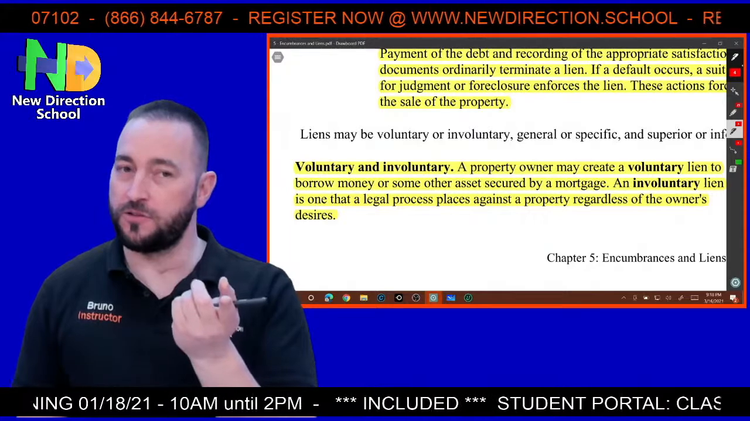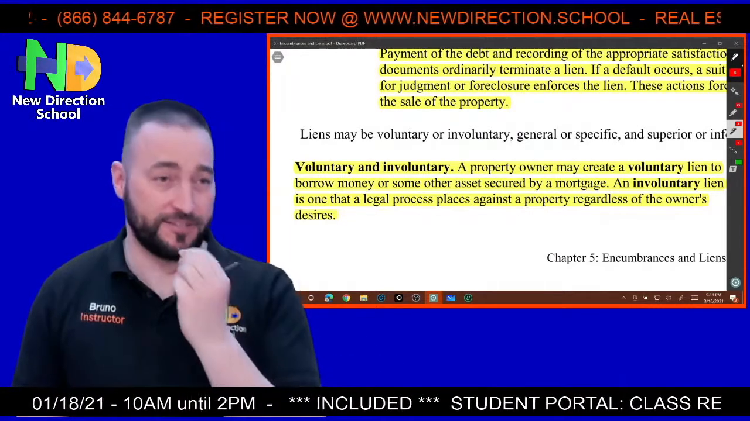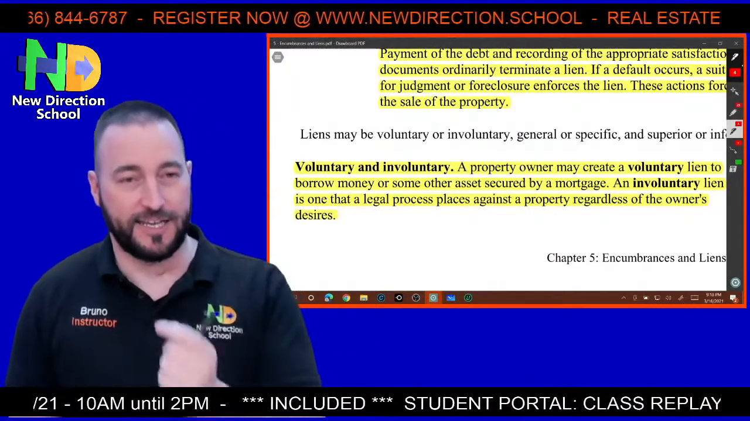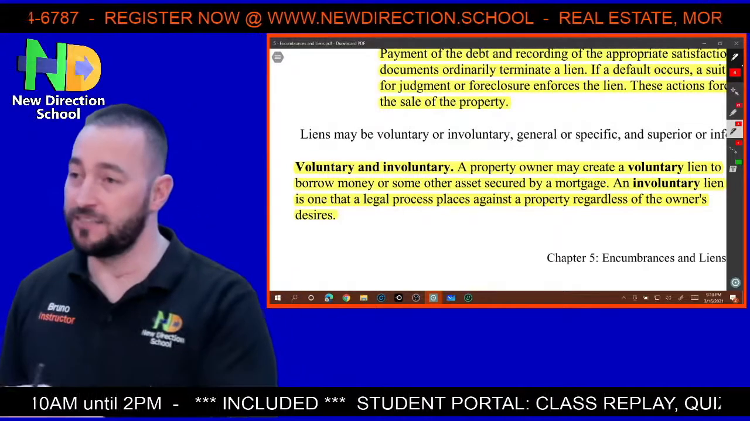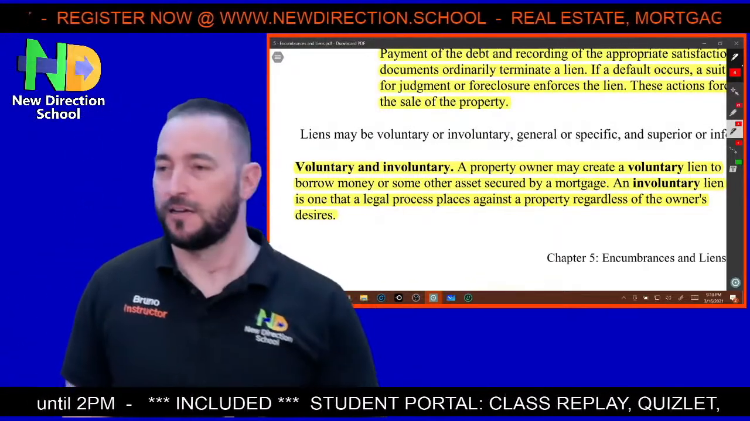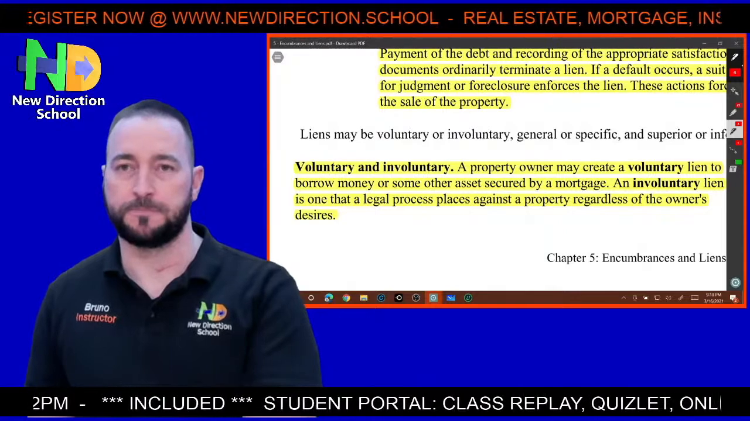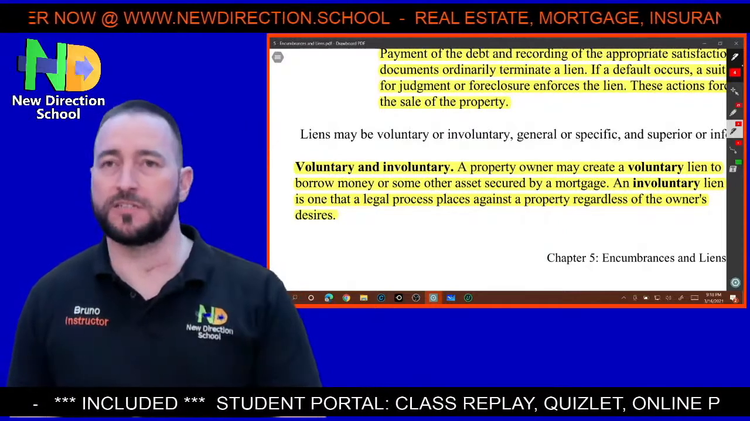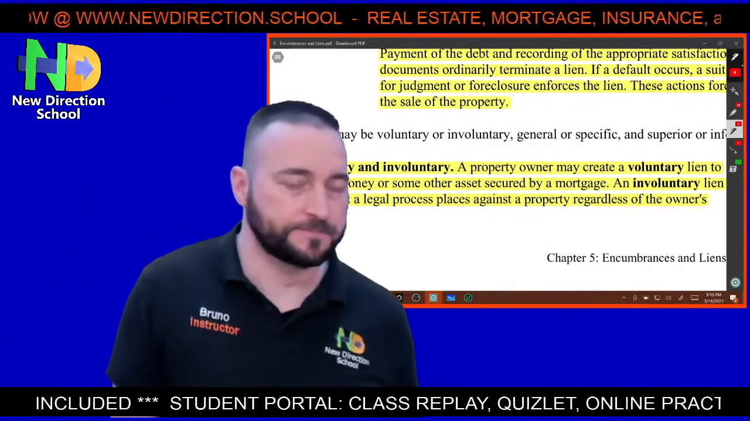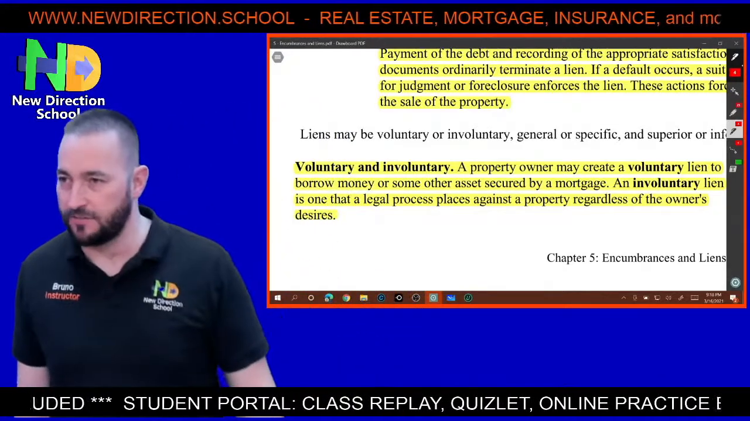Again, you can be told and you can do it voluntarily or you can do it involuntarily, against your will. So voluntarily, it is your will to do it. Involuntary, it's not your will. So how do we apply this to real estate? What is a voluntary lien? It's one that you chose to have.